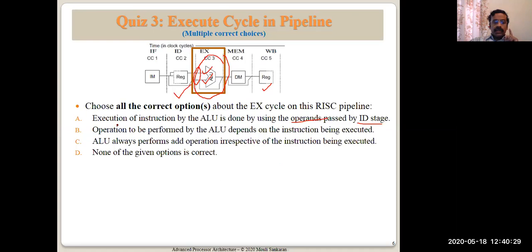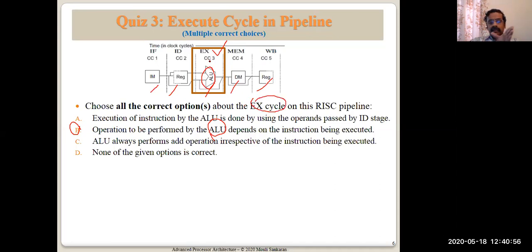If I understand your question, I am the B, let me explain what the B option is talking about. It is talking about what the ALU is performing, what the ALU is doing. If you see the picture here, the ALU is not appearing anywhere else other than the EX stage. So I am talking about the ALU which is given here. And we are also talking about the EX cycle.